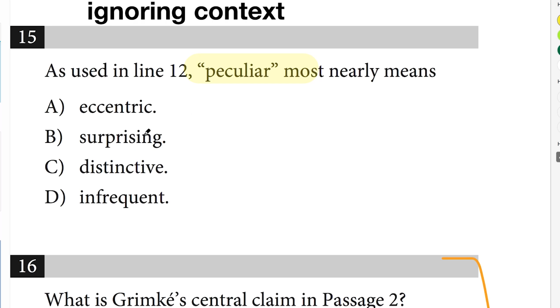You have to read more. You have to read above. You have to read below. You have to get it. You have to know what's going on in the passage, or this is going to create total failure, and I'm going to show you how. Different or peculiar, so it means kind of different. I think peculiar means kind of weird or eccentric, so that sounds like it's eccentric. Surprising, probably not. Infrequent, that doesn't make any sense. Distinctive, I think that means different too, but I like eccentric because I think of peculiar as eccentric. Okay, I'm done. That is not how to do this problem.